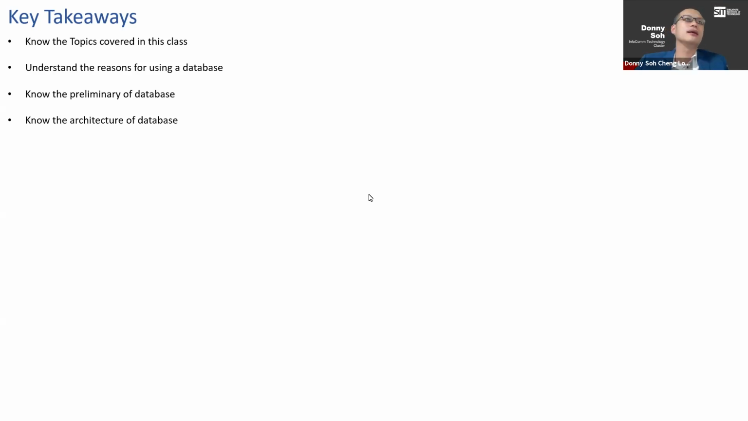So the topics covered in the class, the key takeaways, will be to know the topics that we covered during the entire course: the reasons for using a database. Maybe we'll go through some preliminaries of what databases are, and then some architecture of databases as well. So let's go ahead.